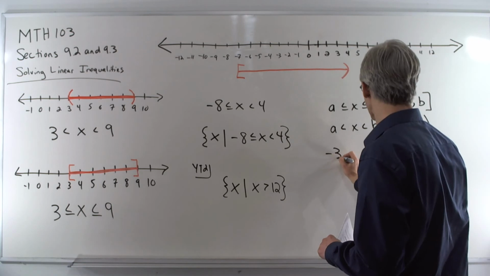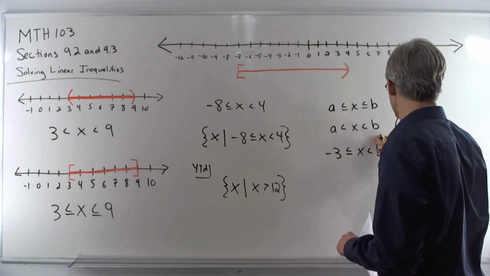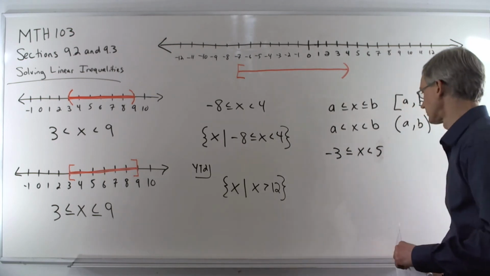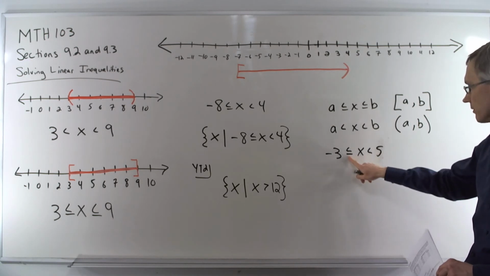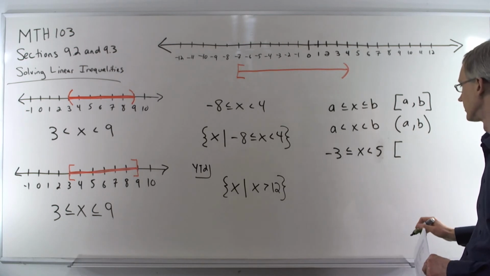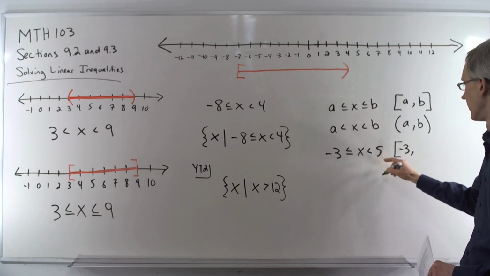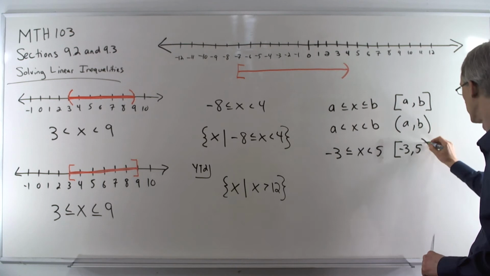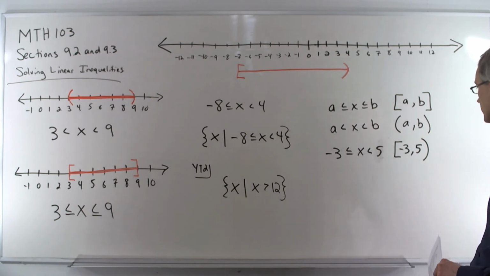Let's say we do -3 is less than or equal to X less than, oops, not B, 5. Now I've got one that's mixed. We've got less than or equal to, so we're going to have a bracket on the left. Then the first number, -3, goes here. 5 on the right. And this one's just less than, so a parenthesis on the right. So you can have one that has different symbols on the outside.